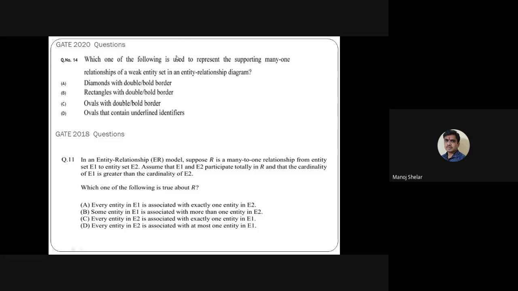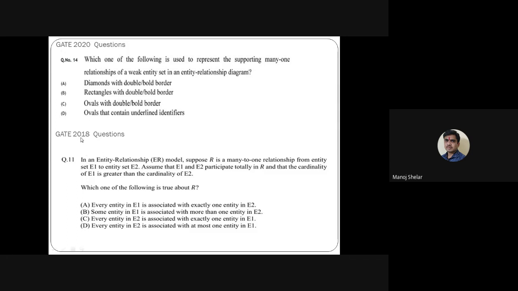Okay, and here it is the weak entity set in the entity relationship diagram. So a weak entity is represented in a double rectangle. So directly your answer is what? Rectangle with double bold border. So this is the answer of this question, a 1 or 2 mark question in the GATE exam. 1 mark is a very important mark. Okay, so it is a question from the 2020 exam.